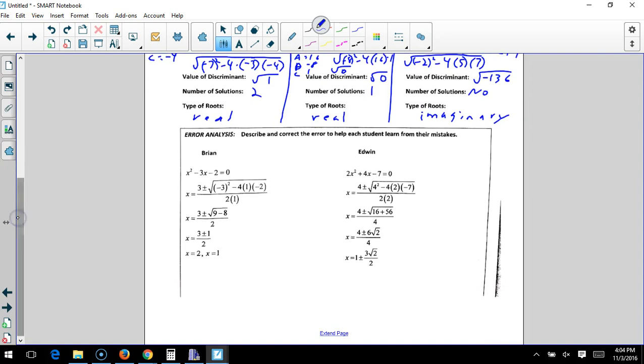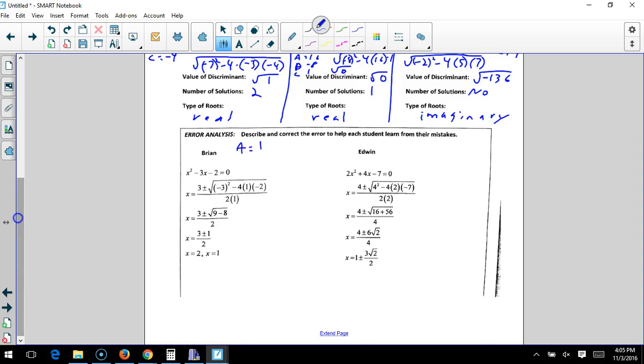Non-real roots. Okay. Describe and find the error. So actually I'd like you to look at this and hit pause and see if you can find the error. And then come back and we'll go over it. Hopefully you're back. Hopefully you did hit pause.